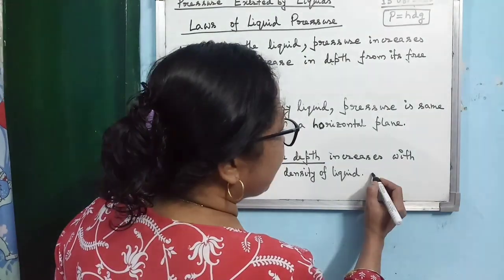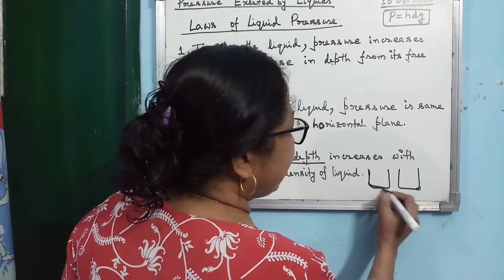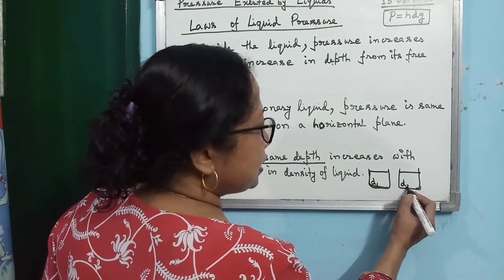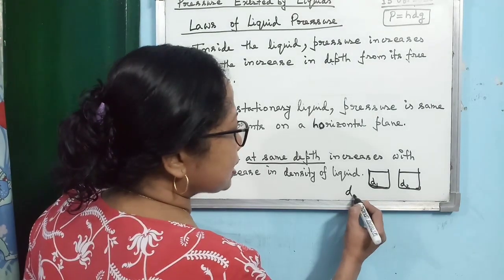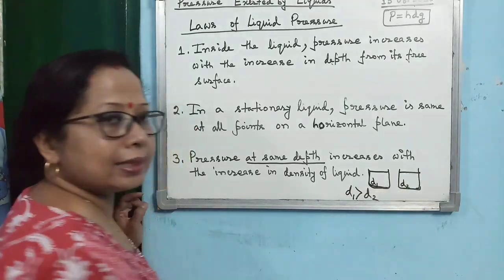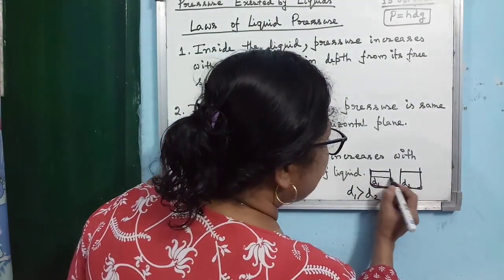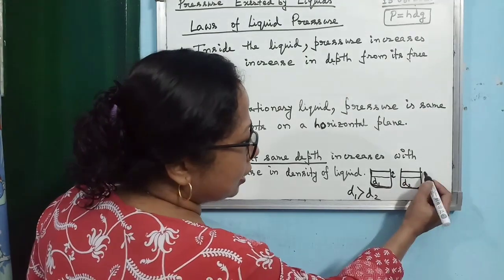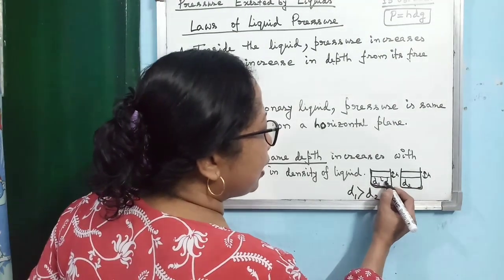So for that, what you can do, you take 2 containers and take 2 liquids. Suppose you have taken a liquid here of density D1 and here a liquid of density D2, and let us consider that the density of the first liquid is bigger than the density of the second liquid. Then you choose a certain level on both liquids at the same height, this is H and this is also H, they are the same. Is that clear? Now you keep the thistle funnel here.